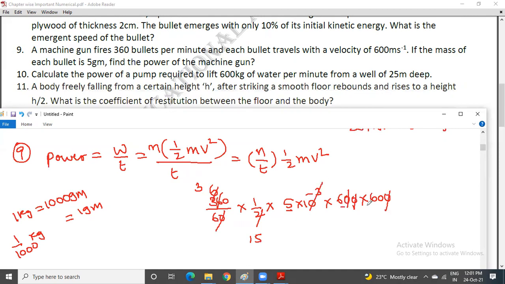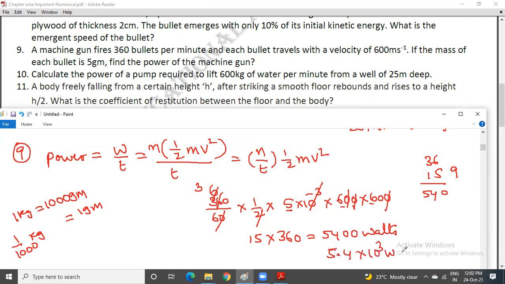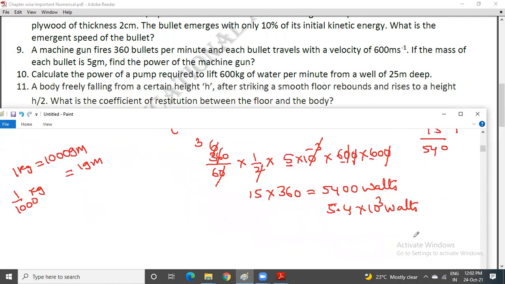This is going to be 6 into 6, 36. But don't forget there will be 0. Now you multiplied 36 into 15 times. 90. 15 is a 45. 45, 54. Therefore, 540. And there is also one more 0. 5400 in watts. Otherwise, you can also write 5.4 into 10 cube watts, or 5.4 kilowatt. Once again, kilo means 1000, 5.4 kilowatt.